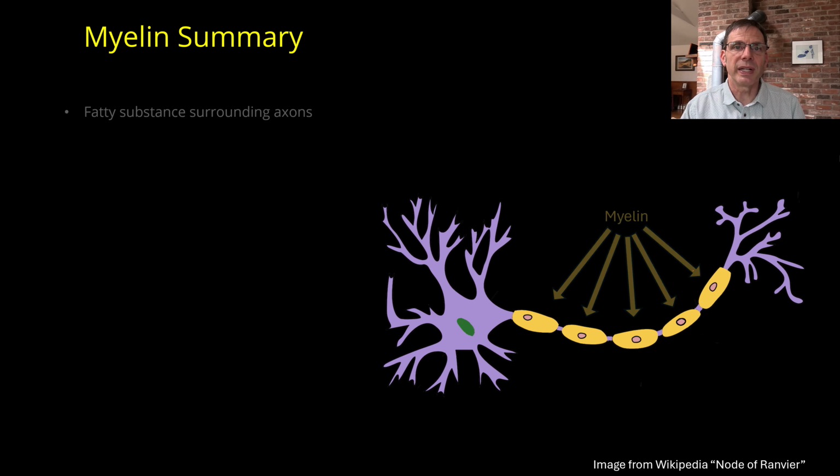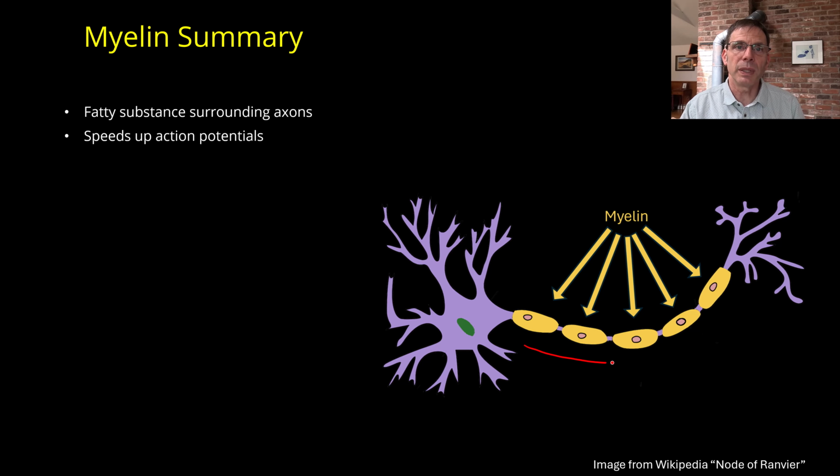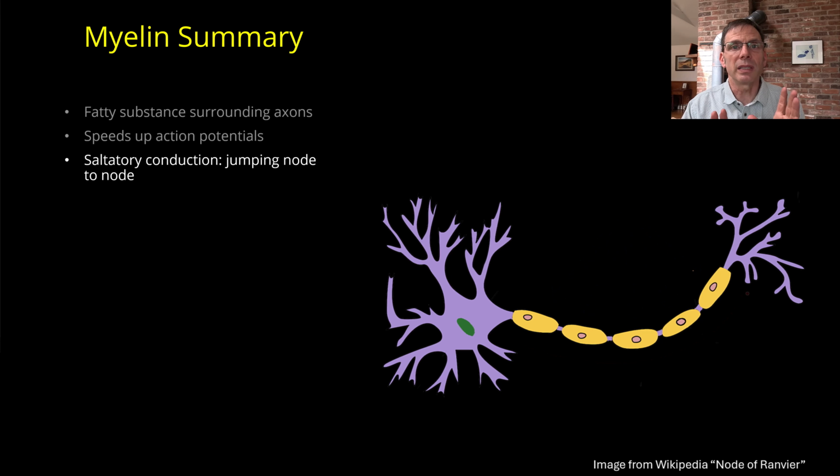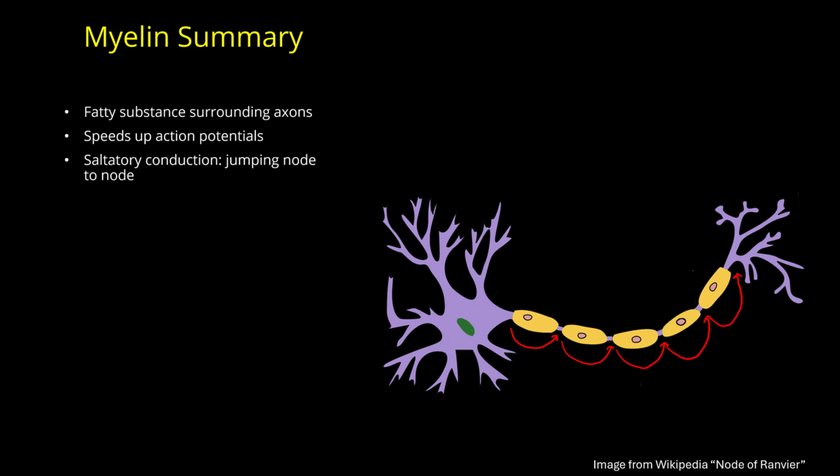To summarize this video, we learned that myelin is a fatty substance that insulates axons and causes action potentials to travel quickly down an axon. This happens by a process called saltatory conduction, where an action potential jumps from one gap in the myelin to another, or one node to another.